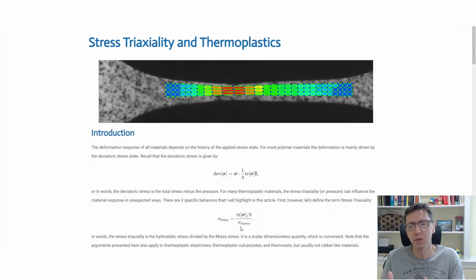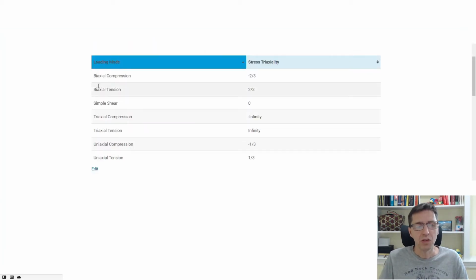There really are three different ways that the stress triaxiality and pressure can influence the response of your thermoplastic material in a way that's perhaps not so obvious to most people, and that's what I want to talk about here. First, let's look at the definition of stress triaxiality and how that has different values in different loading modes. If you look at this table, you can see that the stress triaxiality for different loading modes has a value between minus infinity and plus infinity. That doesn't really help us, but there are some specific cases that are easy to remember and use.